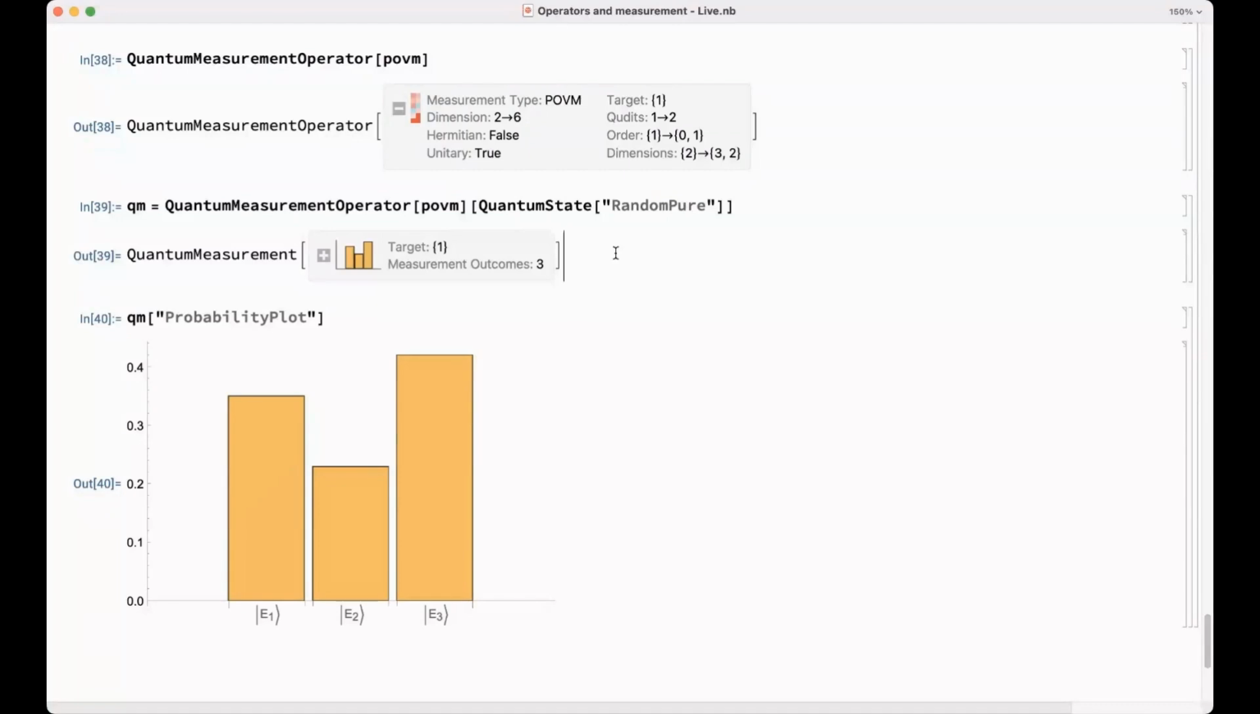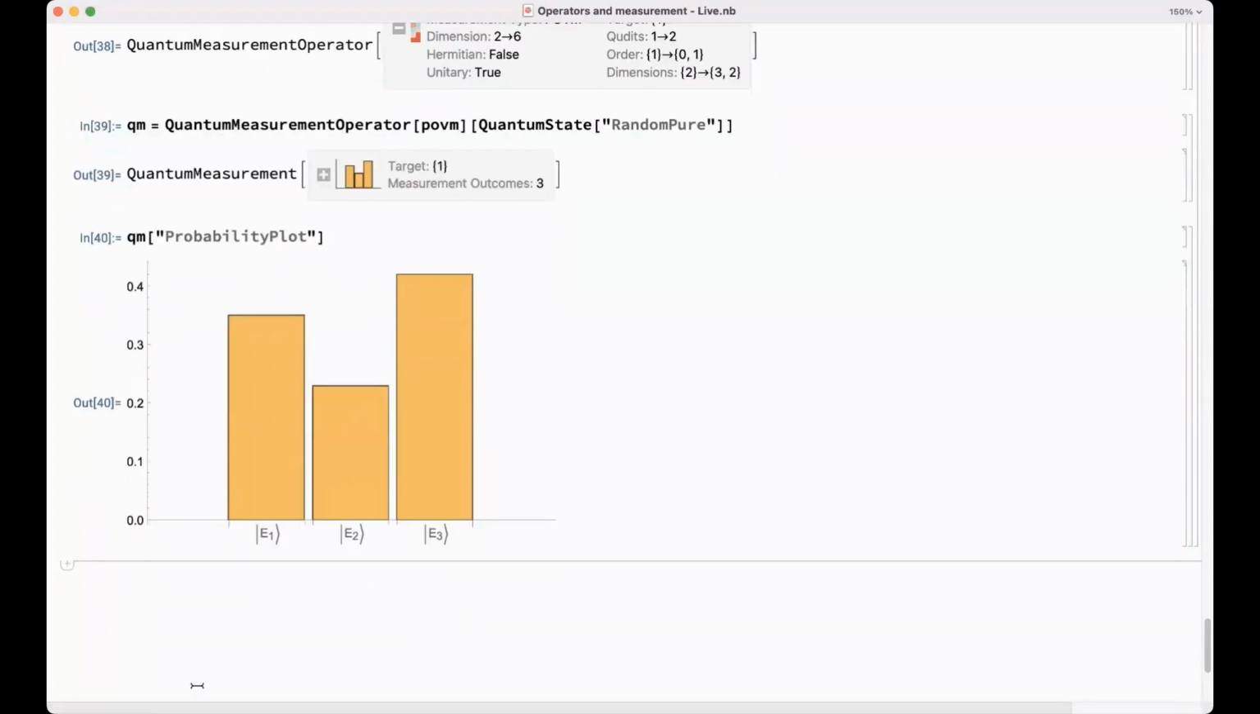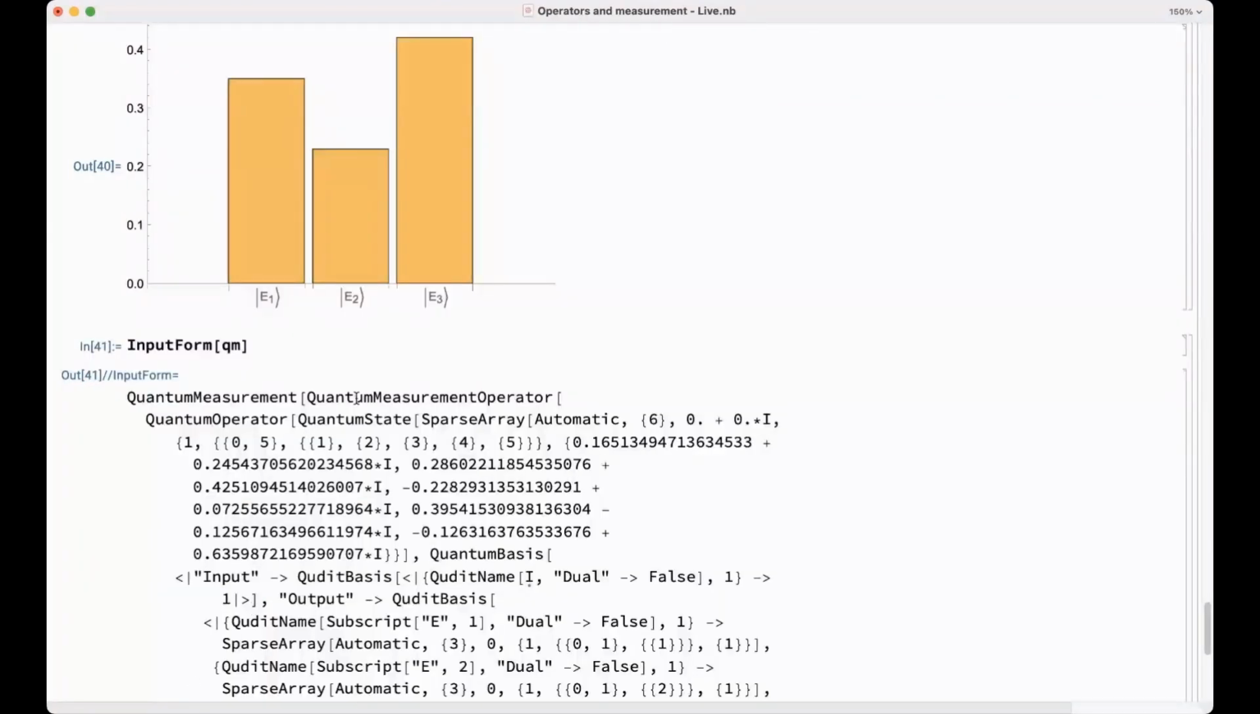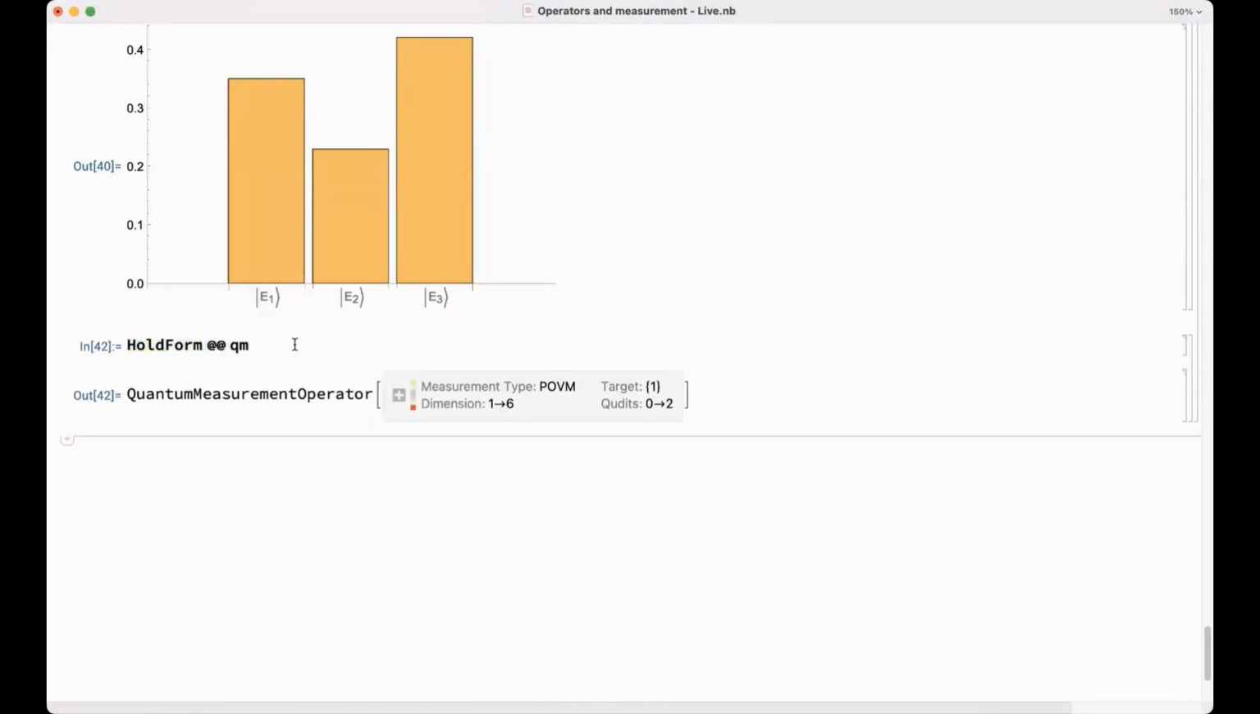By the way, for quantum measurement, maybe we can just show the input form behind the scenes. What is the quantum measurement? Maybe that's interesting for our quantum measurement users, as an object. Behind the scenes, it's easier to show that inside of a quantum measurement, underneath, it is just a measurement operator itself.